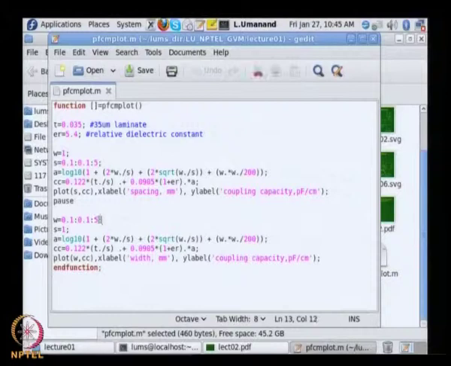So, next I make the width of the track a vector from 0.1 to 5 mm in steps of 0.1. And then S is just 1 mm, the spacing between the tracks, and again we apply the same two equations and then we plot. Okay, so this is what I would want to do, end of the function. The function is named PF per centimeter plot. Okay, so let us plot and see what we see.